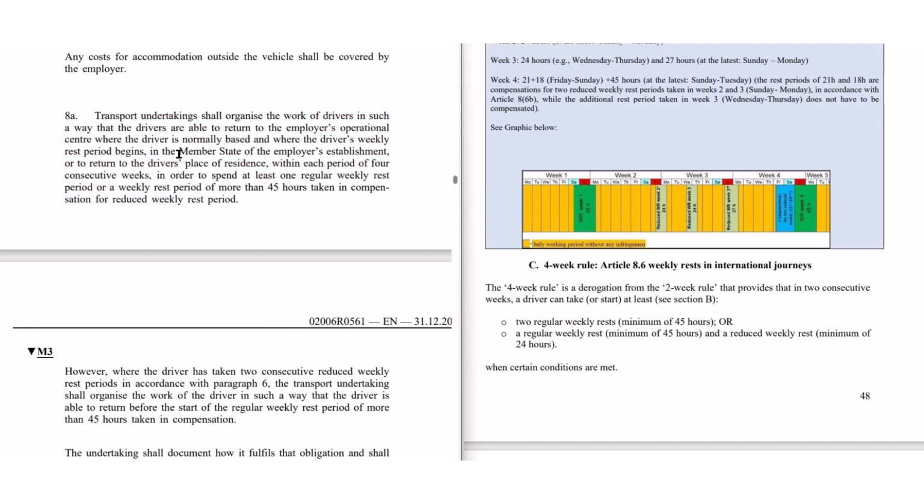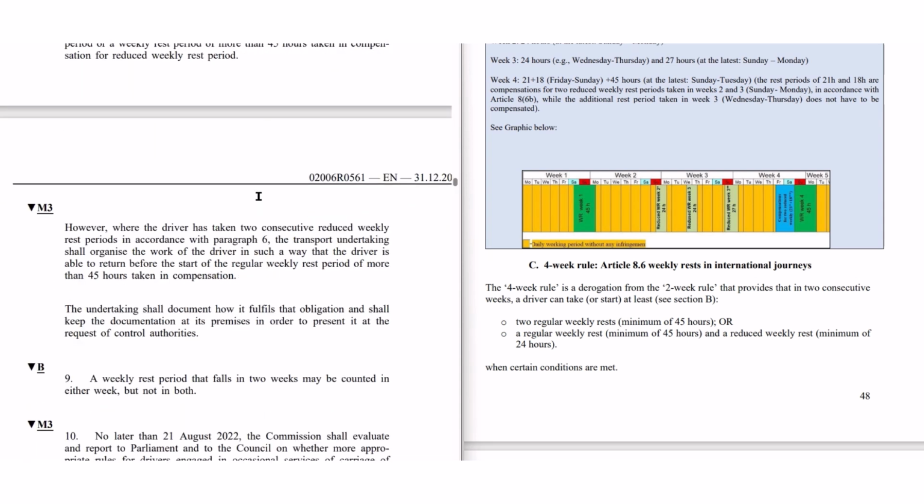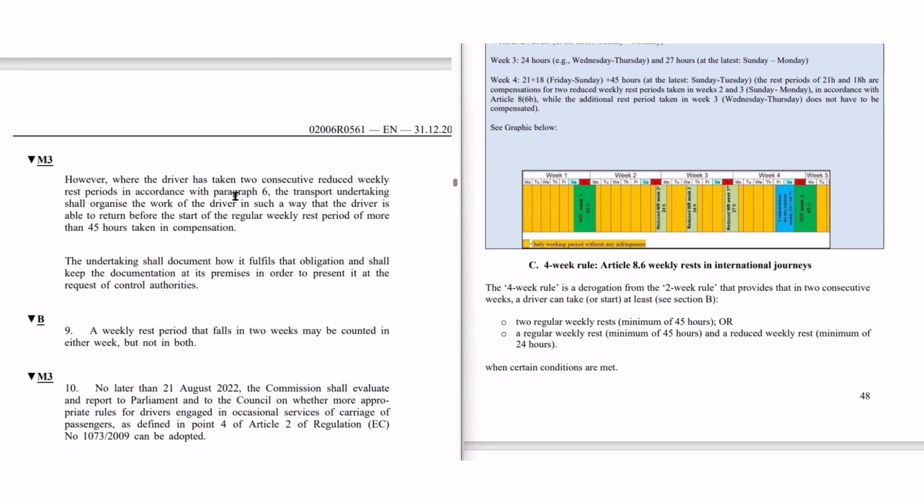Let's look at the next point. We had this derogation, or rather, a benefit, allowing 2 consecutive reduced weekly rest periods. There is still one more condition attached to it. If a driver has taken 2 consecutive reduced weekly rests under paragraph 6, the company must ensure that the driver returns before the start of the 45-plus-hour compensating rest. Not only must the driver be brought back, but the employer must also document how they complied with this obligation and retain the documentation at the premises for inspection.